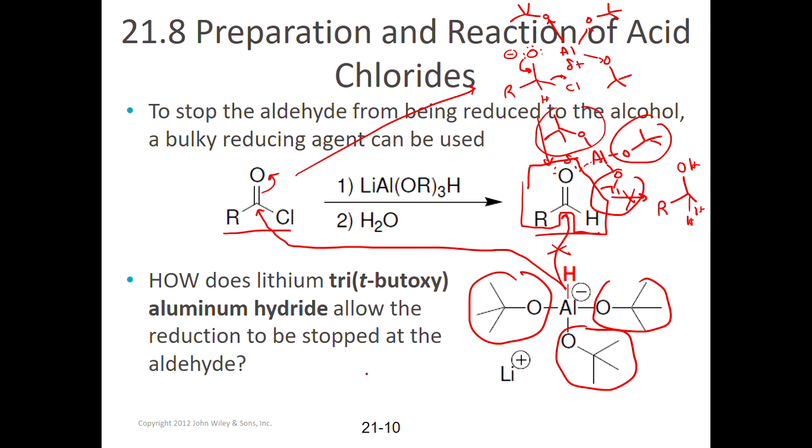Right? The way we talked about making aldehydes previously is by using PCC and dichloromethane as a solvent to oxidize a primary alcohol to an aldehyde. Well, now we have a way of reducing an acid chloride to an aldehyde. So that gives us a lot more synthetic options for making aldehydes if that's our target compound.